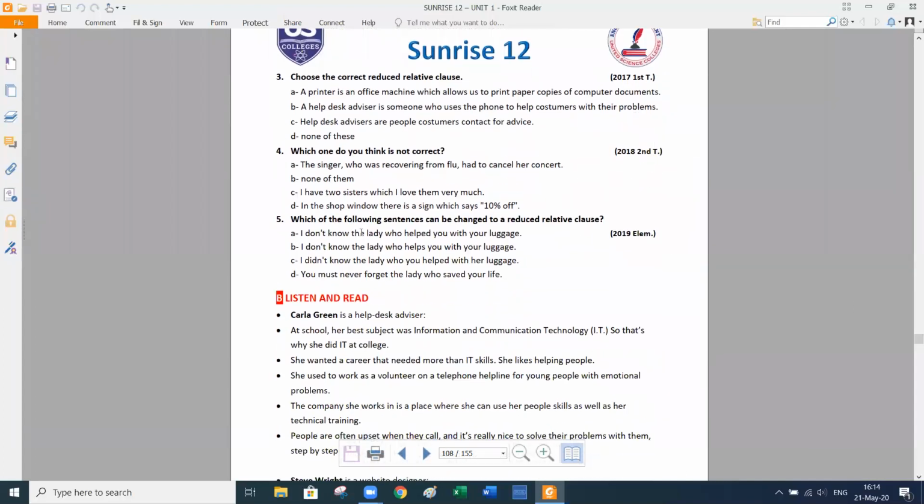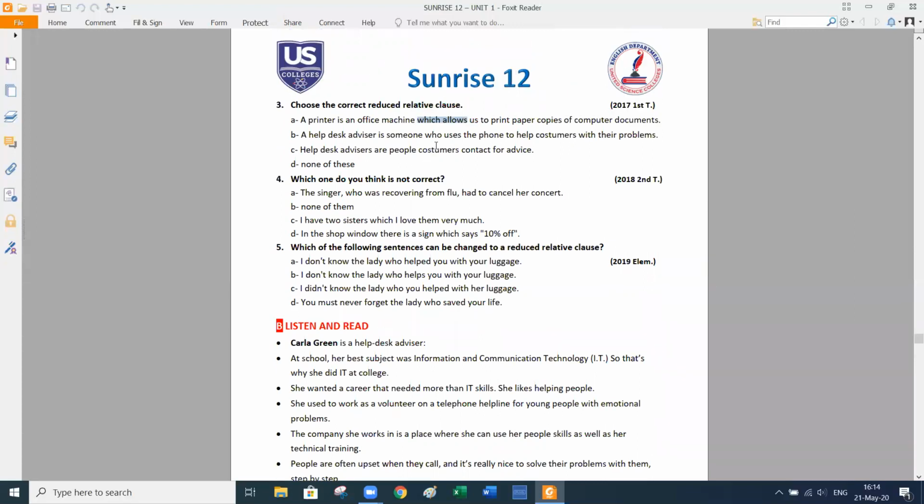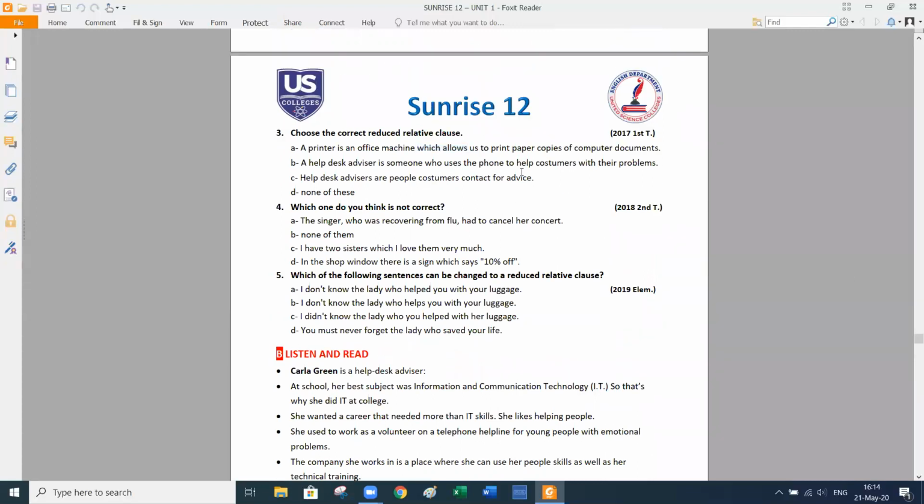Next one. Choose the correct reduced relative clause. We are looking for a reduced relative clause. It means there shouldn't be a relative pronoun in the sentence. A printer is an office machine which allows. Which is a relative pronoun, so this is not reduced. Anyway, it cannot be reduced as well because it's the subject, not object, because it comes immediately before the verb.